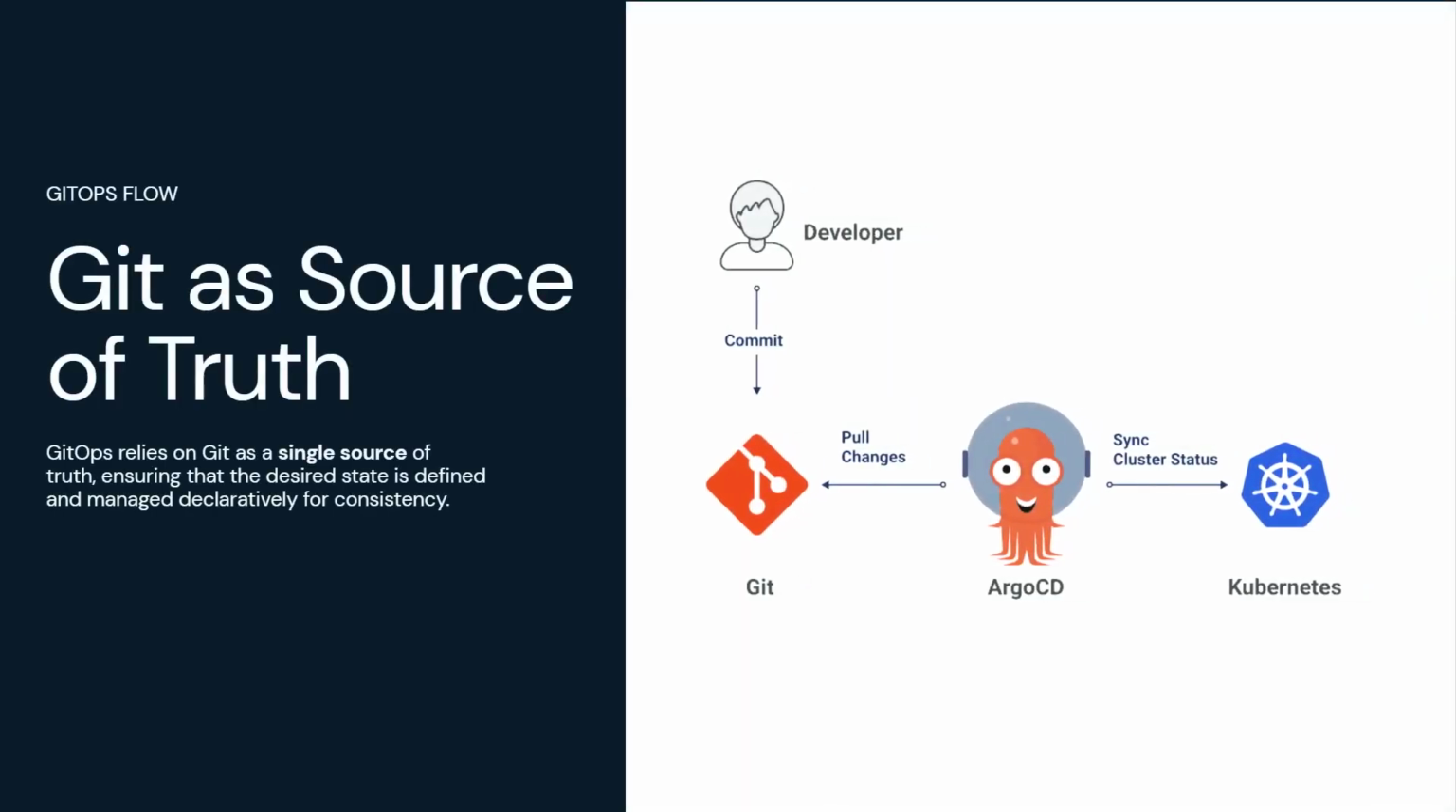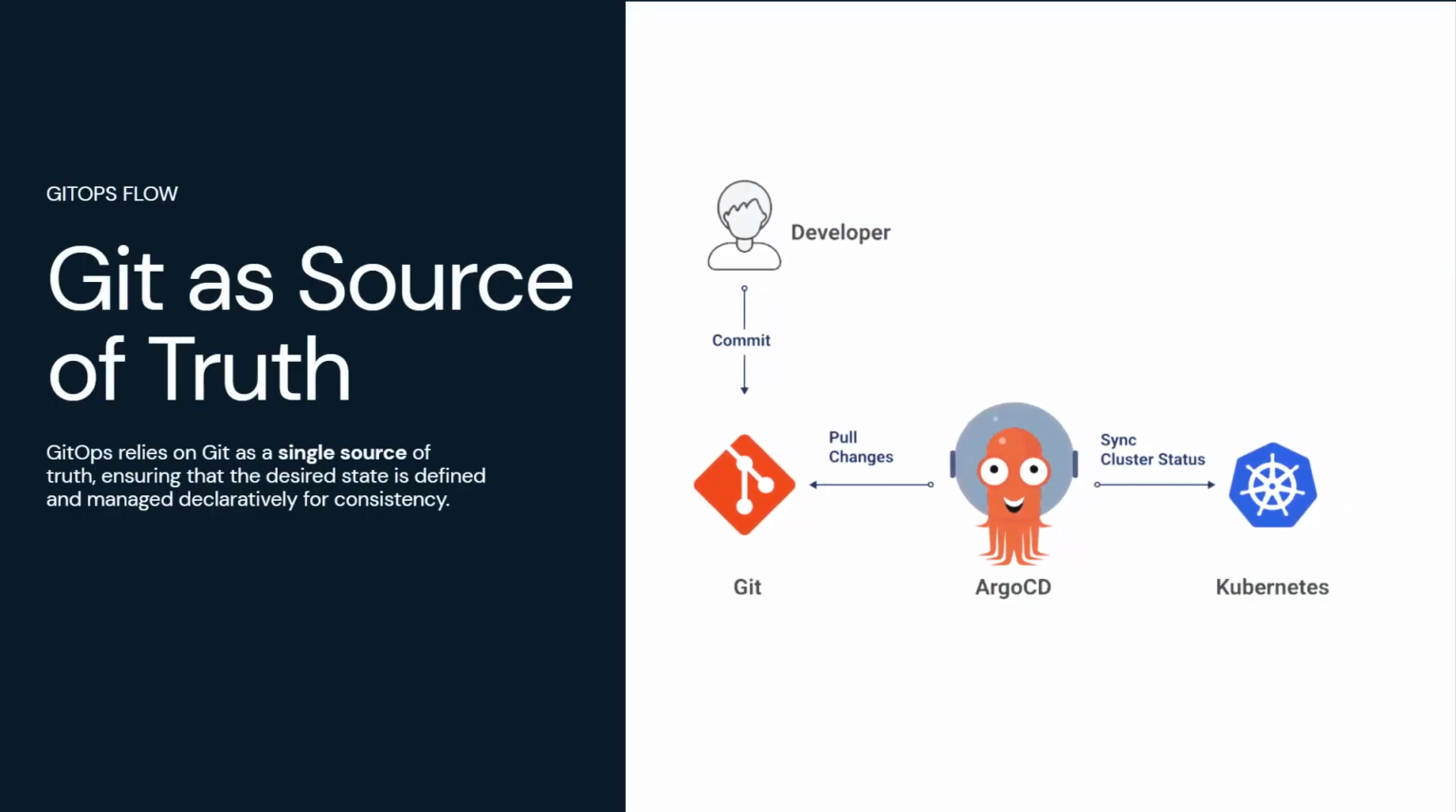So here, Git is the source of truth. A developer makes a change, commits to the Git repository, and then Argo CD here specifically will pull the changes and apply them to the Kubernetes cluster.